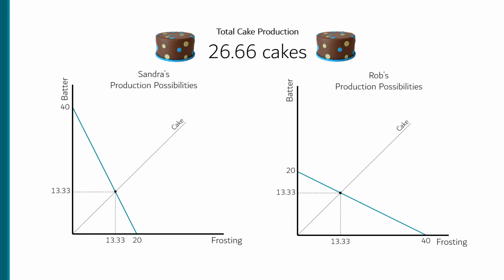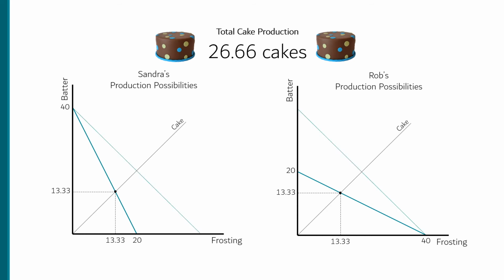The opportunity cost of batter for Sandra is 20 frosting divided by 40 batters, which is 0.5. For Rob, the opportunity cost of batter is 40 frosting divided by 20 batter, which is 2. Since 0.5 is less than 2, Sandra has the comparative advantage in batter. And likewise, Rob has the comparative advantage in frosting.